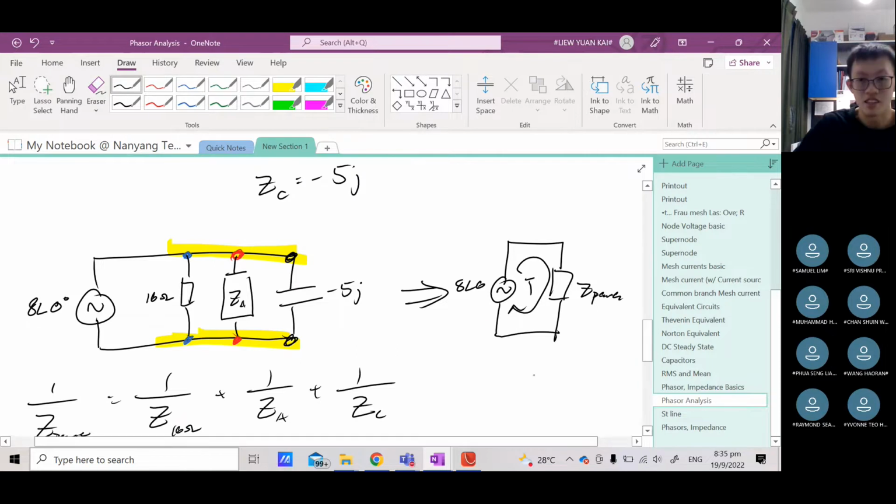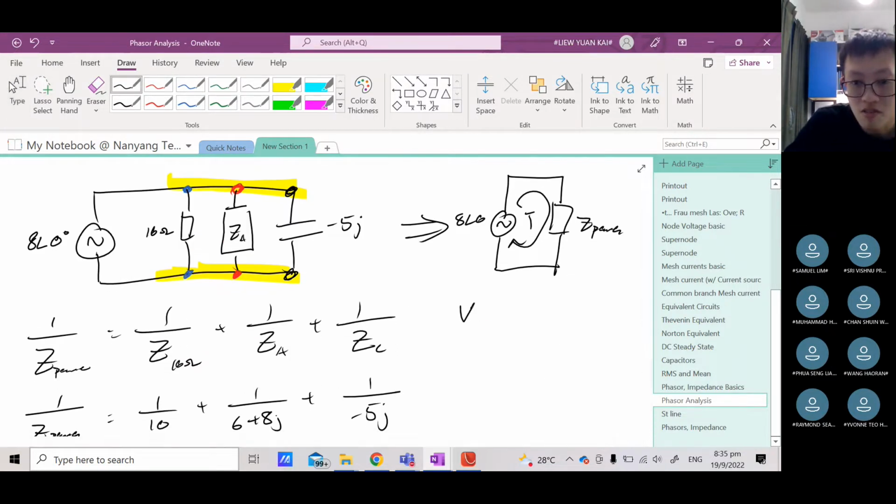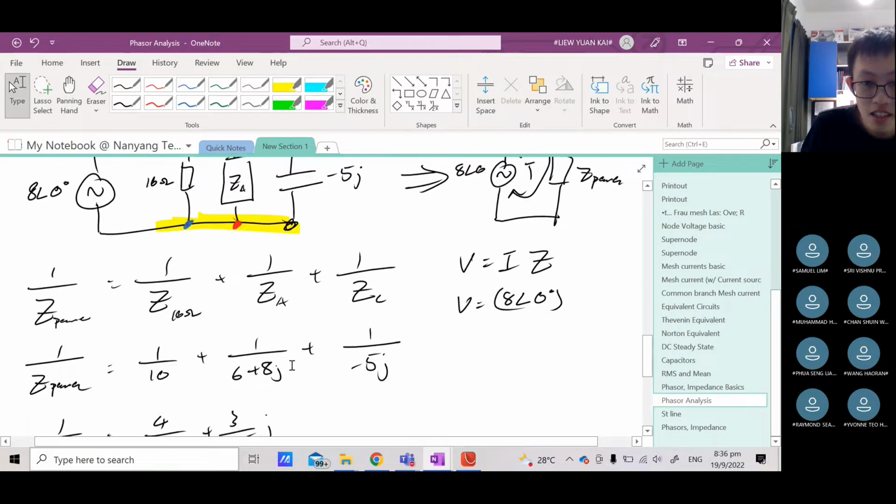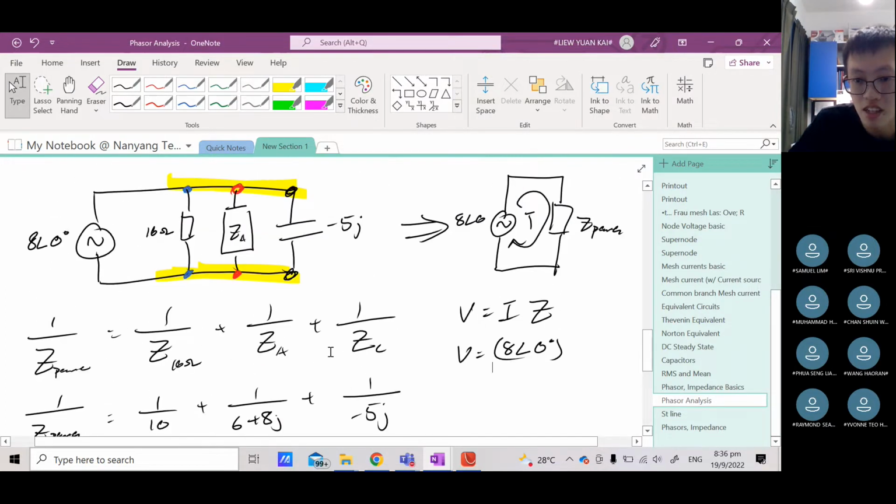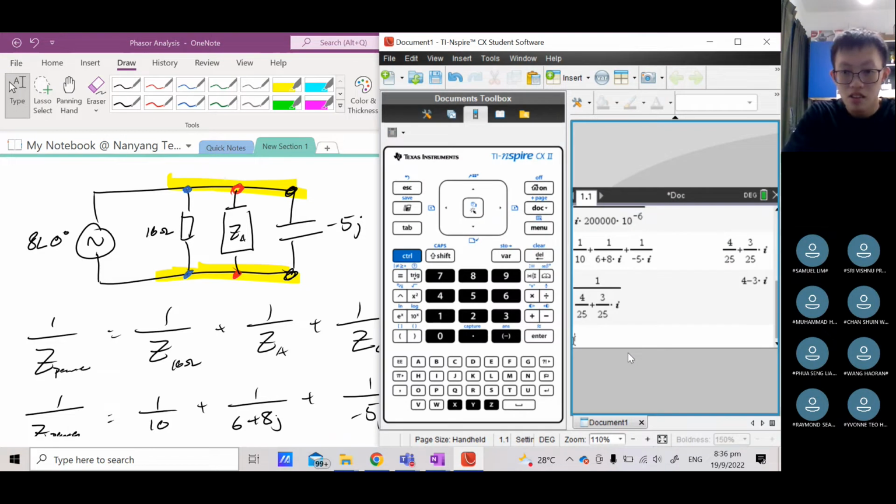So to find the voltage across this circuit, I just use Ohm's law. So V is equal to I Z. V is what we don't know. I is 8 at an angle of 0. And Z is 4 minus 3j. Okay, let us calculate that. So 8 at an angle of 0 times 4 minus 3j.